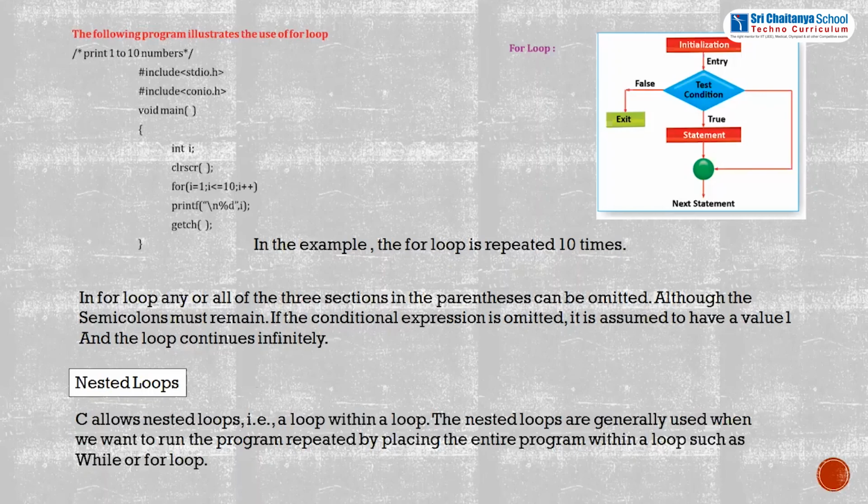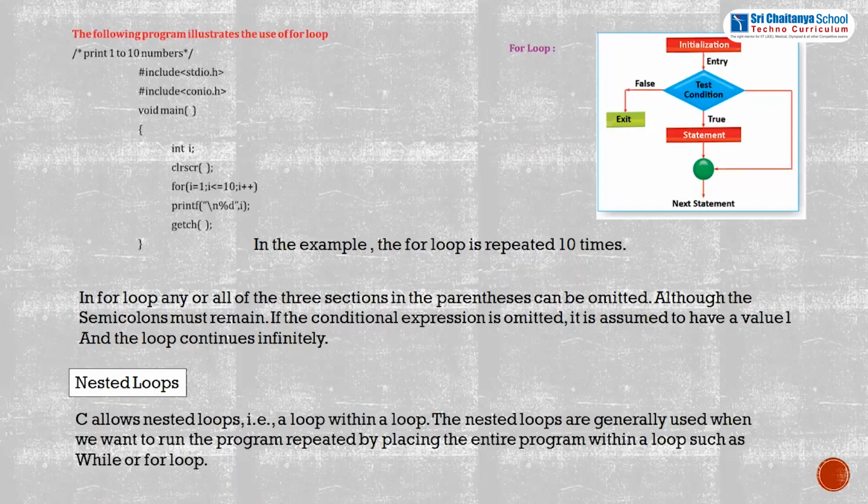So in this example, the for loop is repeated how many times? It is repeated 10 times. In a for loop, any or all of the three sections in the parentheses can be omitted. This is just for your information, children. Although the semicolons must remain. If the conditional expression is omitted, it is assumed to have a value 1 and the loop continues infinitely. Okay. Next, moving on to the nested loops.